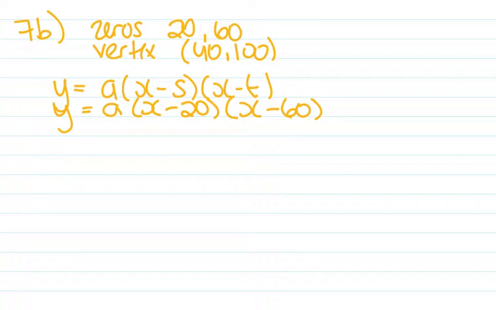Now I need to find the a value. So in order to do that, I can plug in the vertex for x and y and solve for a. So y would be 100. So 100 equals a. X is 40.